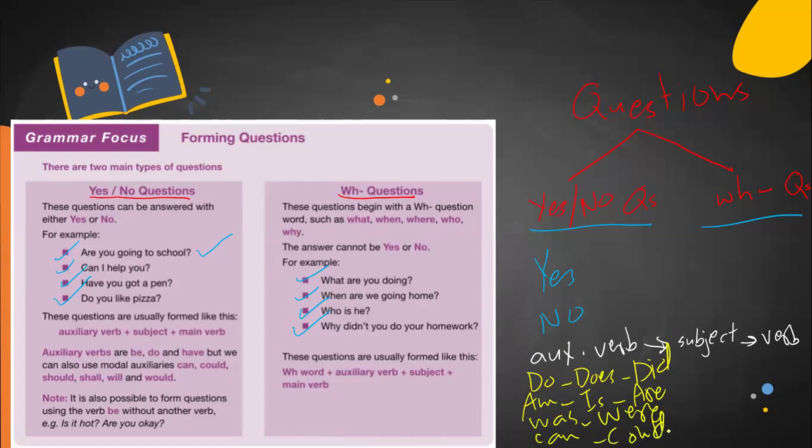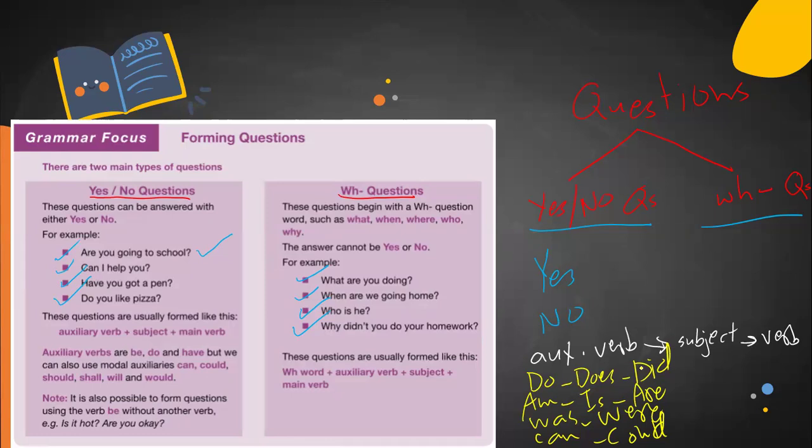We have may, might, will, shall, would. All of these words are called auxiliary verbs. If we put them at the beginning of the question, the answer has to be yes or no. For example, are you busy right now? Yes, I am. Or no, I am not. Is your brother okay? Yes, he is. Or no, he isn't.